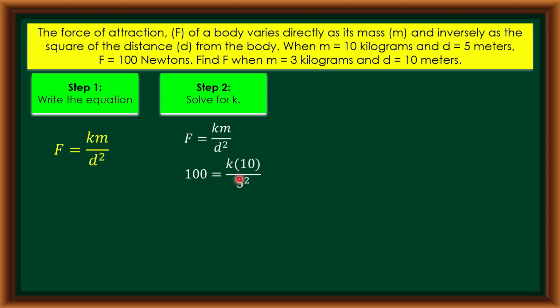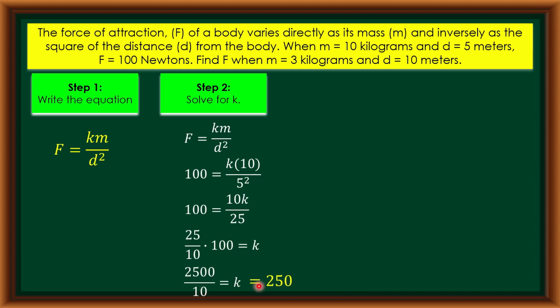When we simplify the fraction at the right side of our equal sign, we have 100 is equal to 10K over 25. So to isolate K here, we need to multiply both sides by the reciprocal of 10 over 25, which is 25 over 10. Therefore, it will give us 25 over 10 times 100 is equal to K. And 25 times 100 is equal to 2,500 divided by 10 is equal to 250. And that is the value of our K.